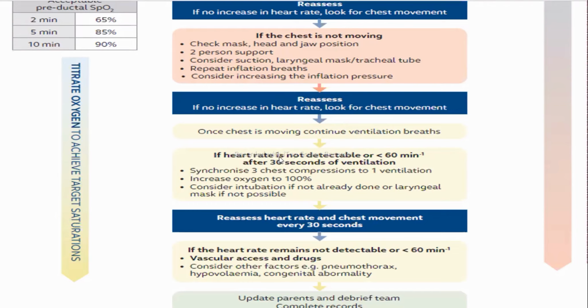After 30 seconds, you will check again. If you feel the heart rate is the same, you will give chest compression for 30 seconds. If it's still the same, or not detectable, you will do chest compression, but this time you will give adrenaline as well. So you will insert the vascular access in the umbilical vein and give drugs.